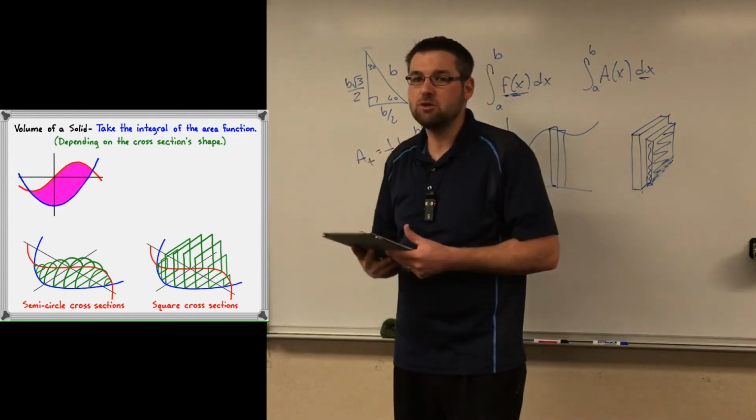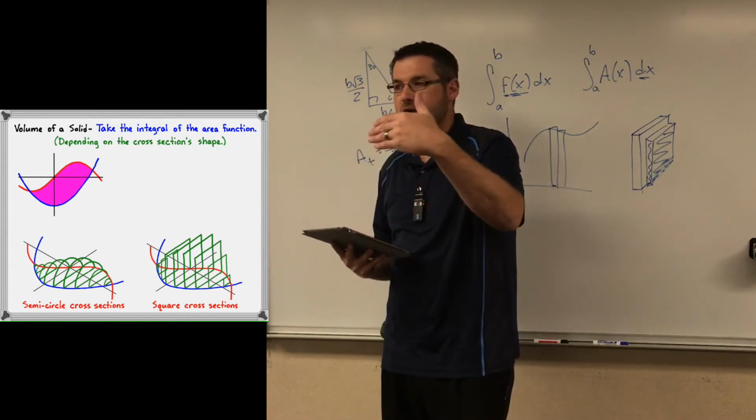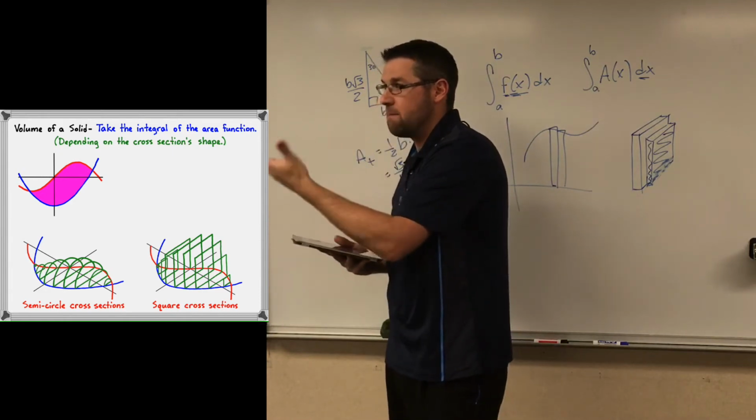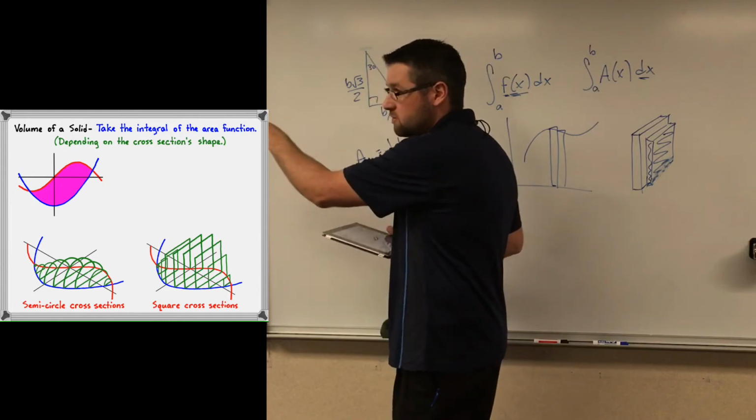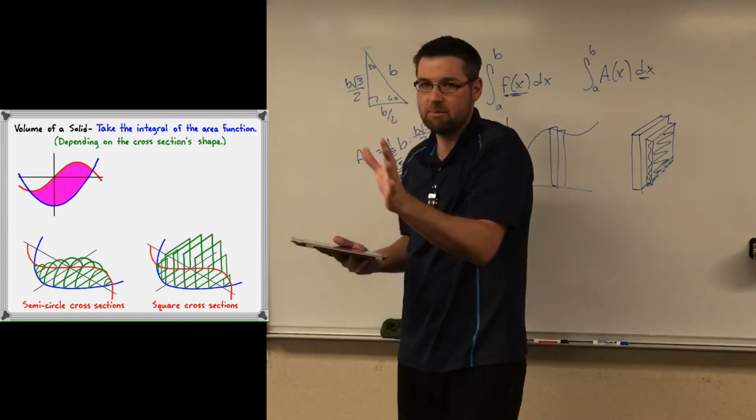So if I were to ask you, I'm going to give you that information. I'm going to say, what is the volume of the object where the base shape is bounded by the two curves, and you have squares coming out of it, basically. You'll see an example of it in a minute.